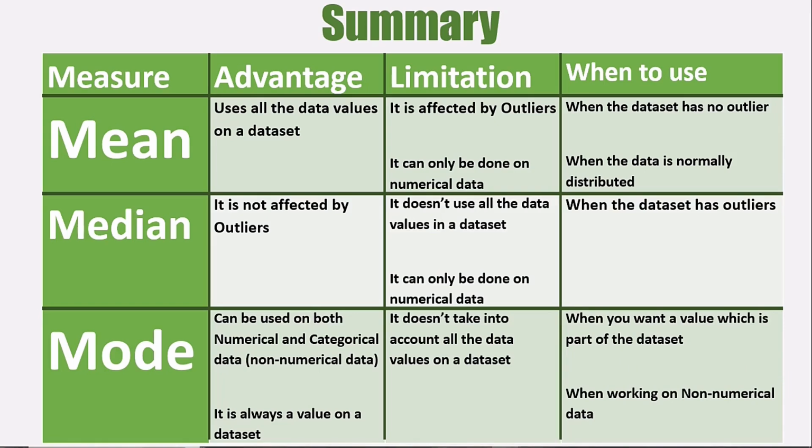Like for example, if you enter a room and you realize that most of the people in that room are wearing a green t-shirt, then green will become the modal color of the t-shirts in that room. That's something that you cannot do with the mean or the median.